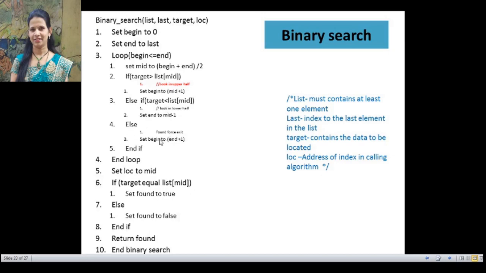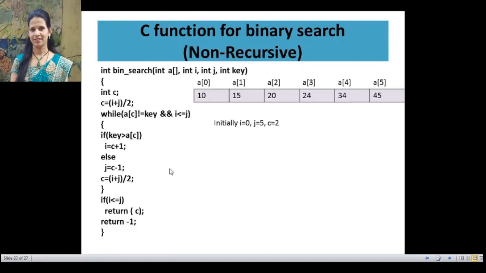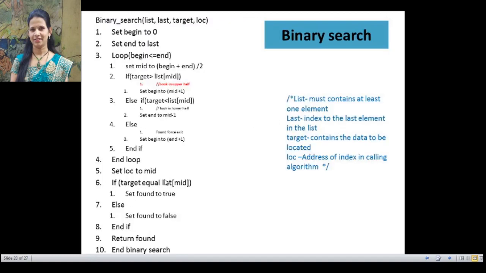Else found, force exit. If the element is found, then exit from this loop, otherwise set begin to mid plus 1. End loop, set the location to mid. If target equals list of mid, in some cases you will get the target element at the mid only. So at that time return directly the location, set found to true, else set found to false. End if, return found, and end of your binary search.